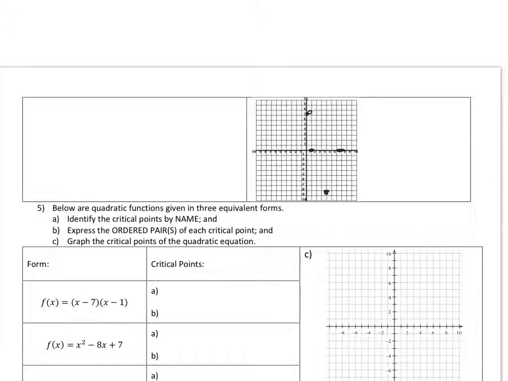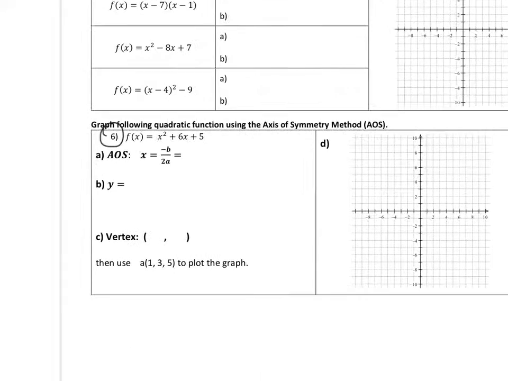Remember, it does open up because the lead coefficient is positive, so then I'm just going to graph my U shape right through those coordinates. And look, it makes a perfect symmetrical U. If you want to add in the axis of symmetry, you could draw a vertical line right through the vertex, which would be x equals whatever that x value of the vertex is, which is 4. Okay, let's go down to question number 6.